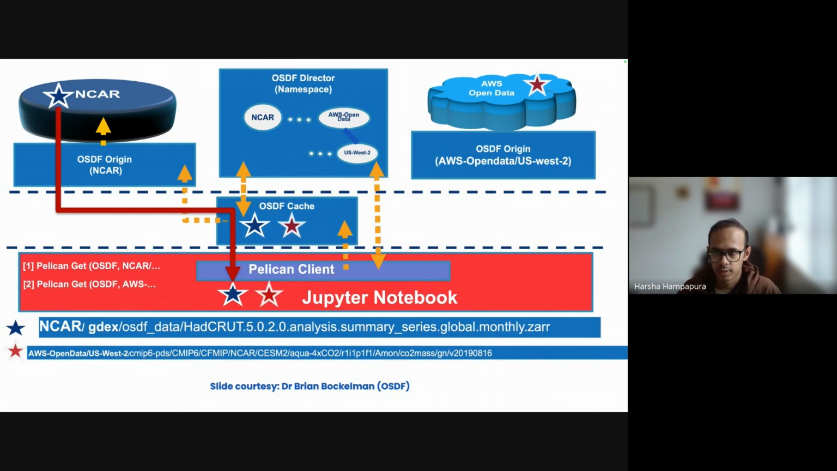Using a similar operation, we can also get data from AWS. So those are two Pelican get operations. And finally, we have our nice global mean surface temperature visualization.